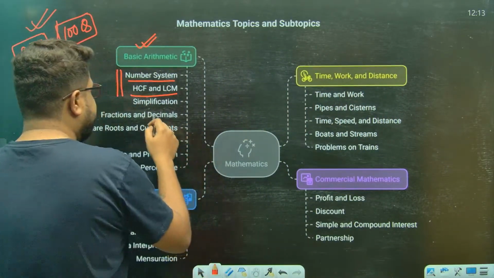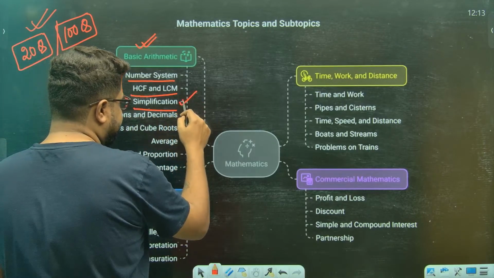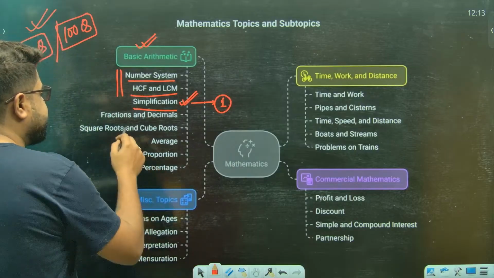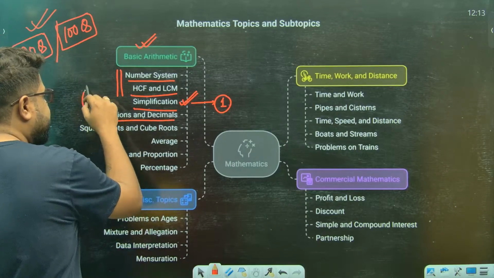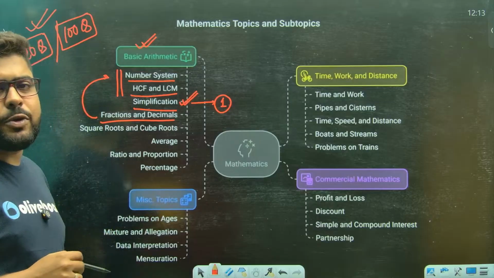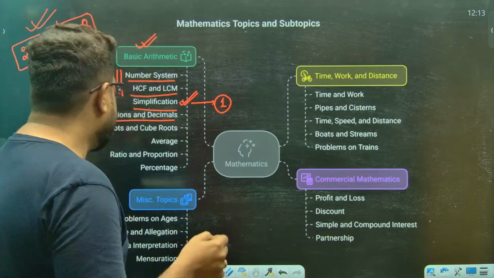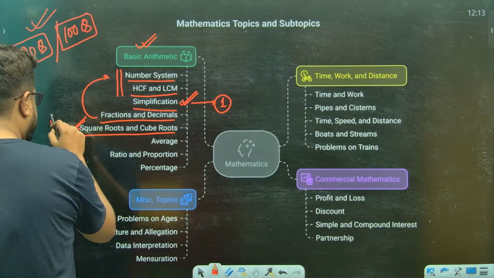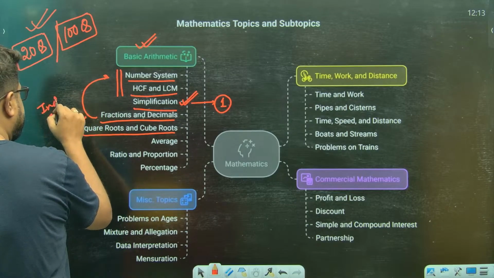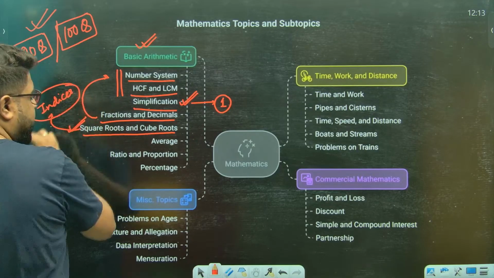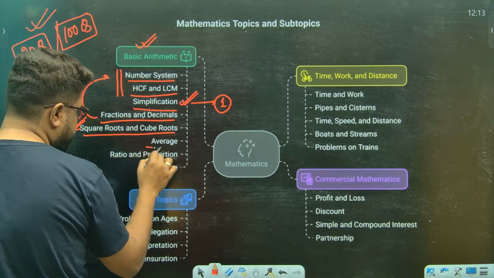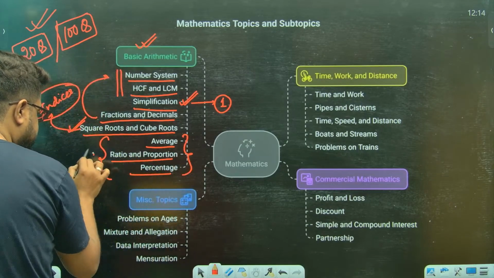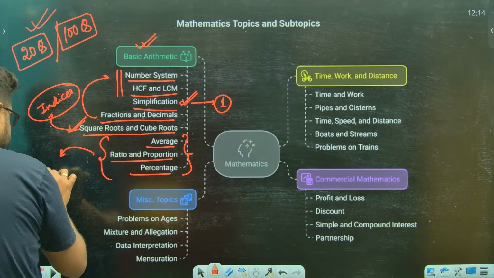Now, simplification, again, you can expect at least one question from here. Now, fractions and decimals, you can include as a subtopic of number system itself. Square root and cube roots are very simple parts, which you can take as part of indices. Now, average, ratio, proportion, and percentage, these three are your mother chapters.